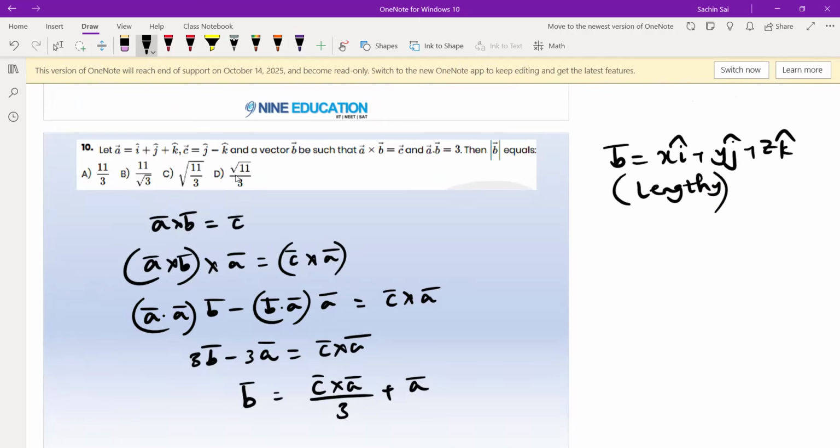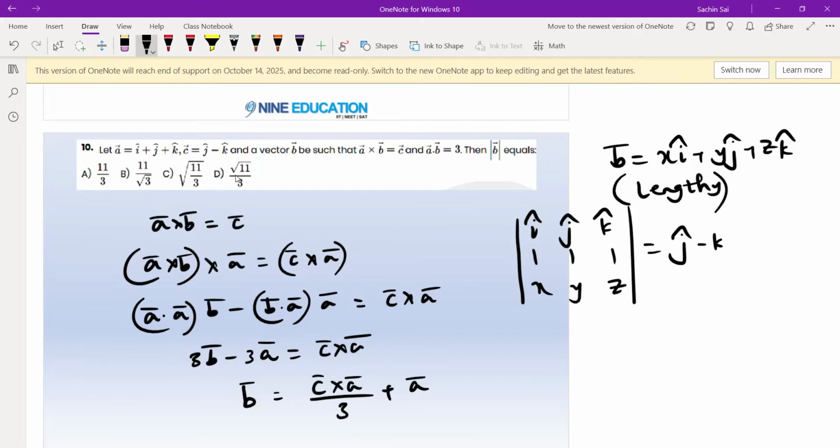So what you observe here is that I have not used any unknowns, but if I were to use unknowns, then I have A cross B equals C and A dot B equals 3. I would have to write two equations, right? The first equation would be A cross B equals C. That is, I have to take determinant I cap, J cap, K cap, then 1, 1, 1, X, Y, Z, and equate it to the vector J cap minus K cap, right? This is one thing.